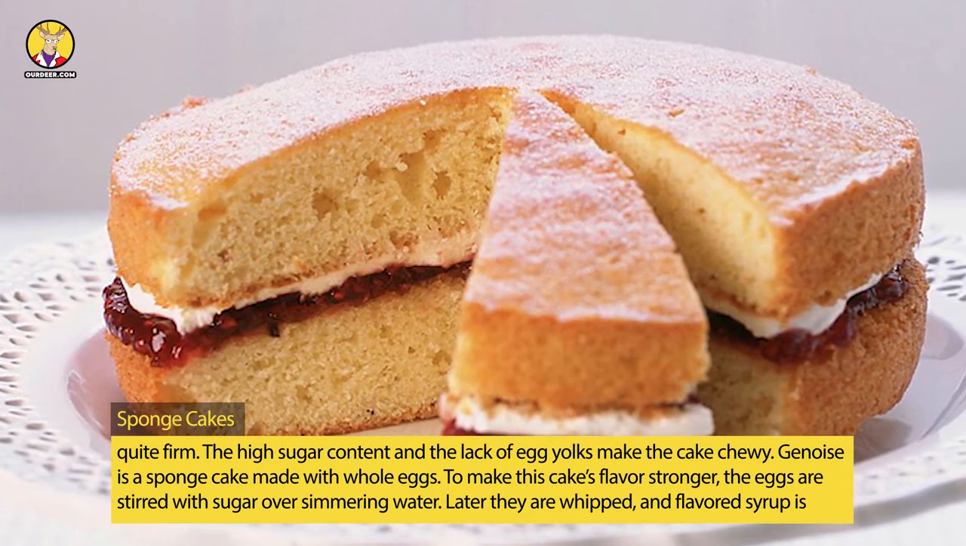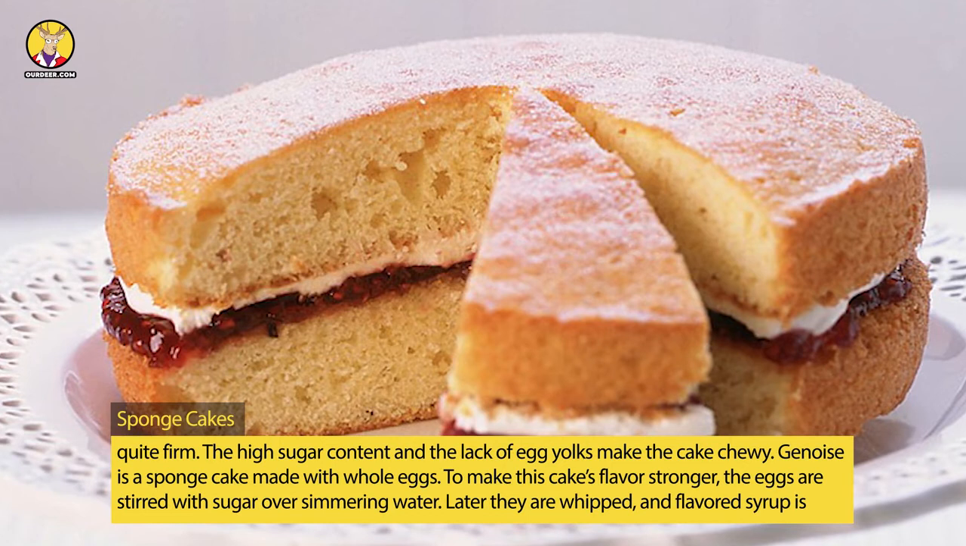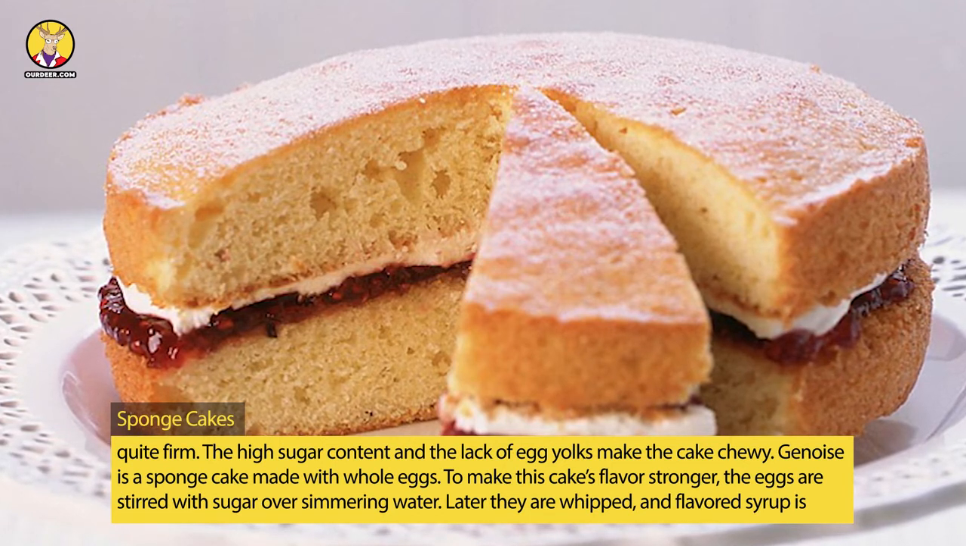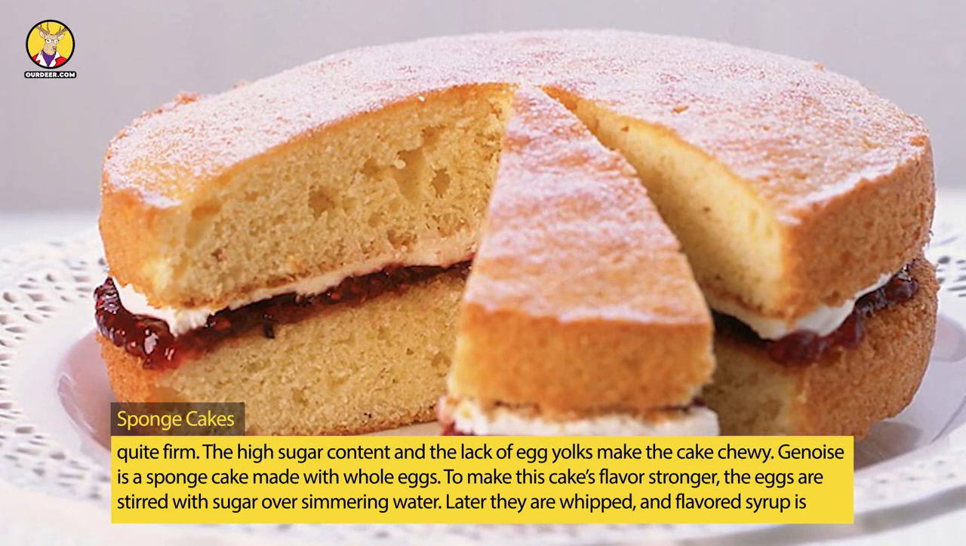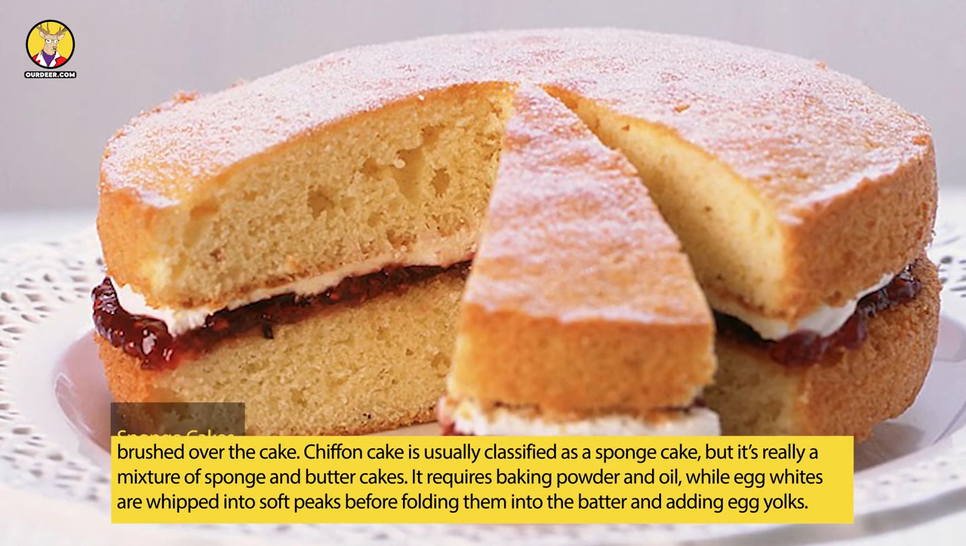Genoise is a sponge cake made with whole eggs. To make this cake's flavor stronger, the eggs are stirred with sugar over simmering water. Later they are whipped, and flavored syrup is brushed over the cake.